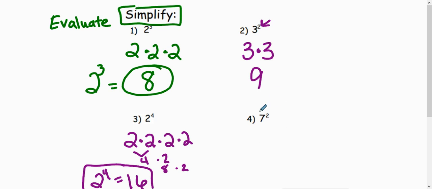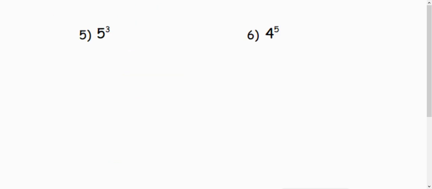Next one, 7 to the second power. What's my base? 7. And how many times will I multiply it? 2 times. So 7 times 7 is 49. Why don't you try these examples? Pause the video.